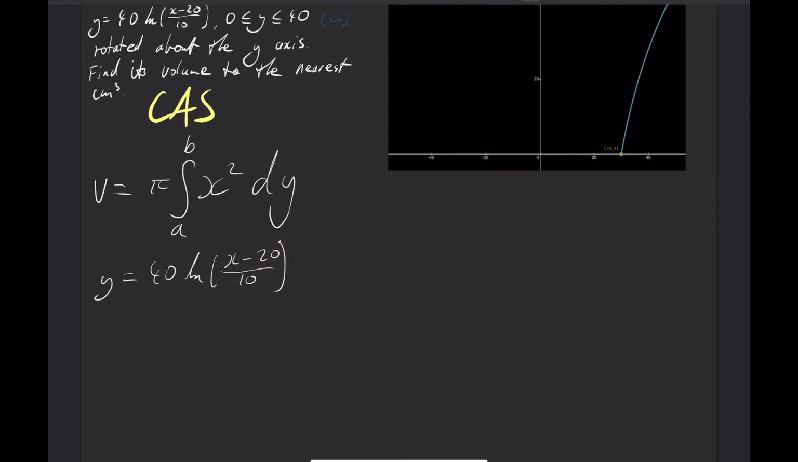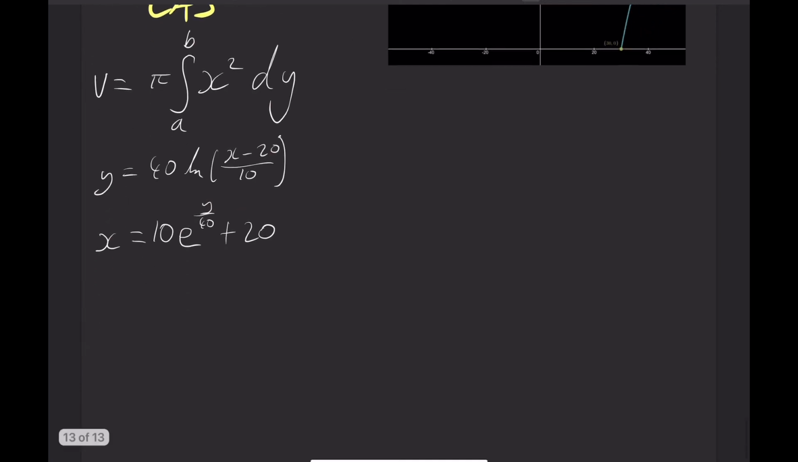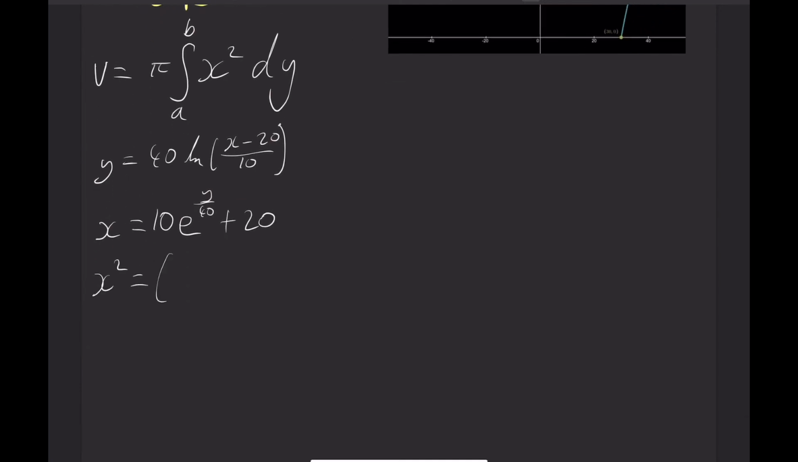So let's do this all at once. x is going to be equal to y divided by 40, we raise both sides to the power of e, we multiply by 10, and then we add 20. So we divide by 40, that gives us this. We raise both sides to the power of e, that gives us this. We multiply by 10, and then we add 20. So this is our inverse function. So x squared we can write down very simply as this, all squared.